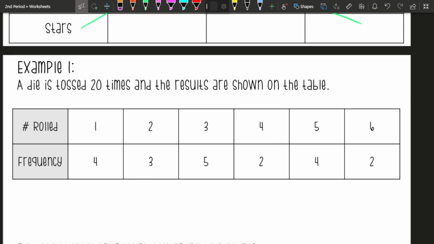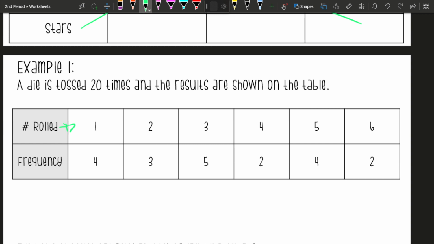So first of all, how many numbers do I have on the dice? On the dice, 6. They're right here, 1 through 6, right? Out of the 20 times, how many times did I land it on 1? 1. No, look at the frequency.